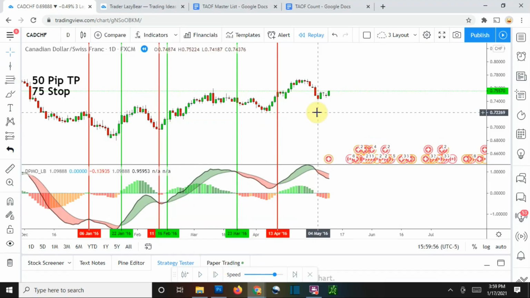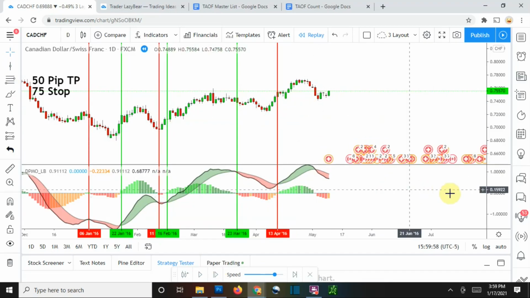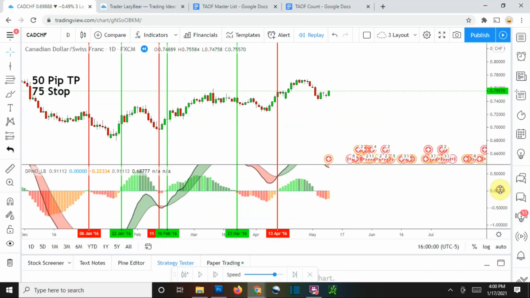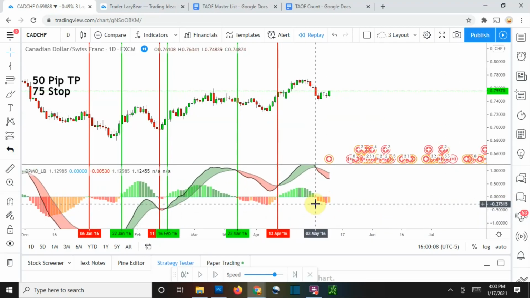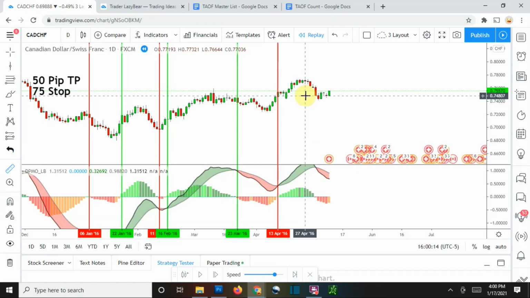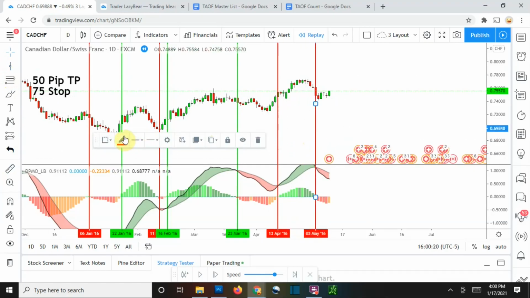And then we get a, let's see, cross to the short side. Looks like it's pretty much a flat line. It looks like it takes place right there. And that would have gotten us to take profit as well. Would have been close, but yes, we would have gotten there.